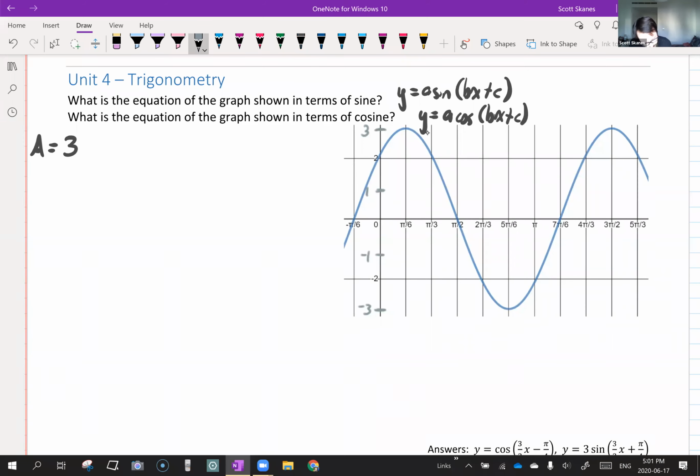That's our amplitude. What's our period? Well, this one students tend to have some trouble with, but the easiest way to find period is to just find two of the same points on the graph. I would choose this one and this one because it gives me directly pi over 3, 4 pi over 3.